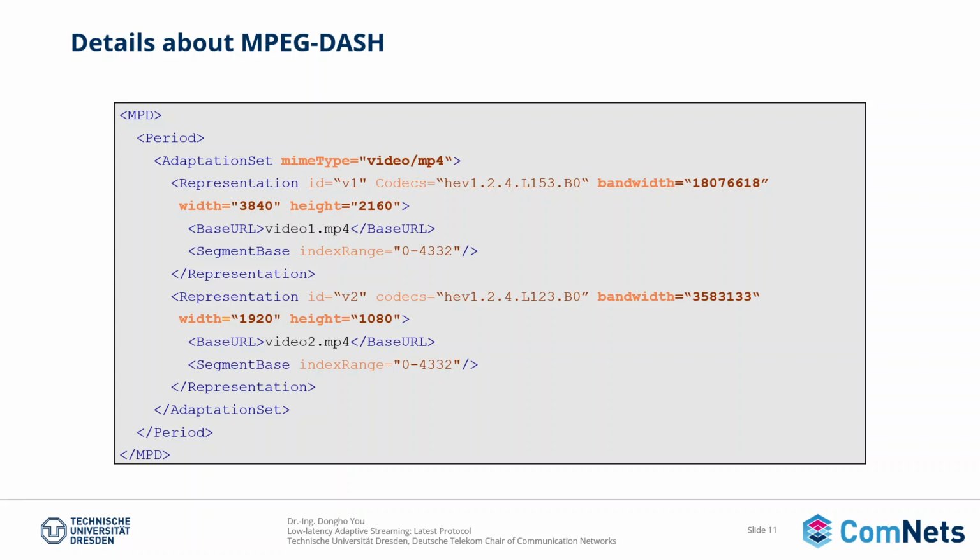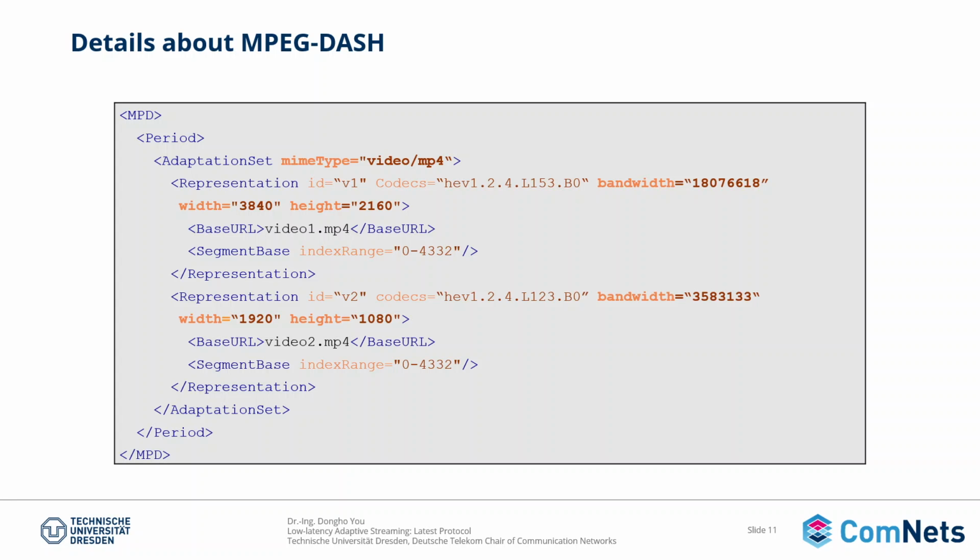Let's see one more example. I think now you can understand this MPD without my help. Anyway, first there is one adaptation set including a video component with the MP4 container. And in this adaptation set, there are two representations. This is the first representation from here to here, and here to here, the second representation.